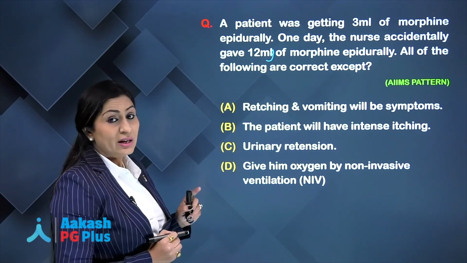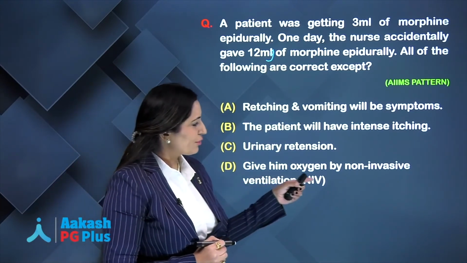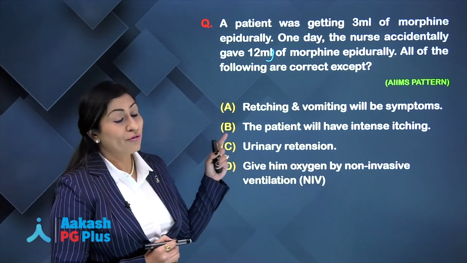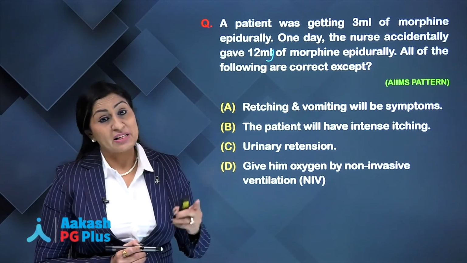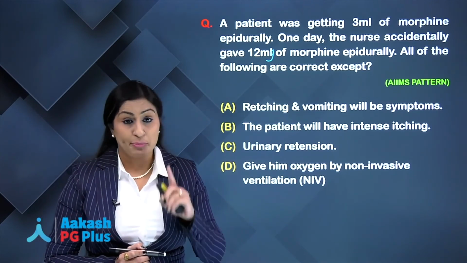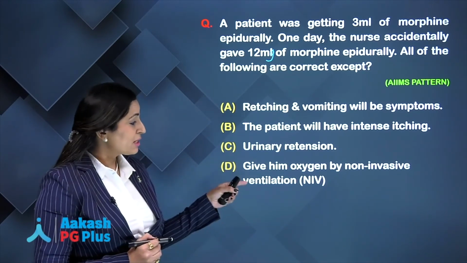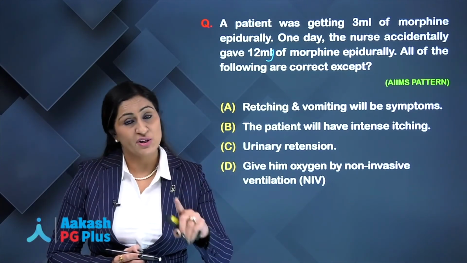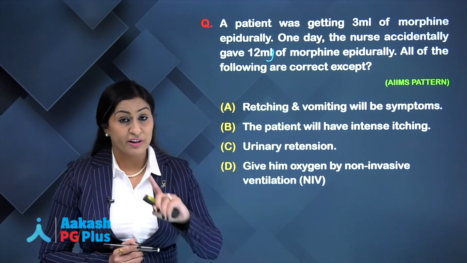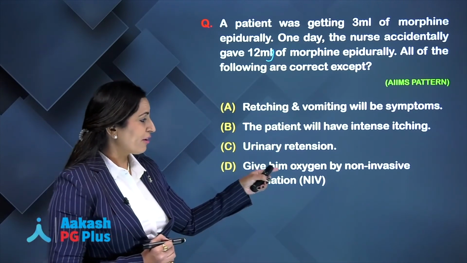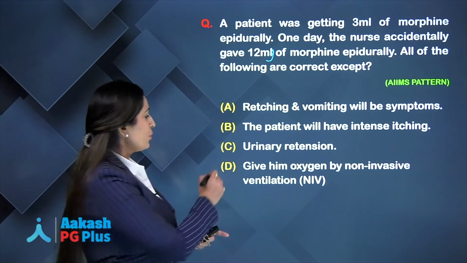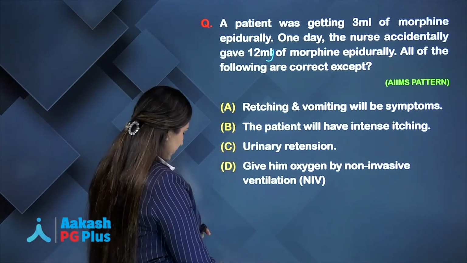Let's look at the other option. Give him oxygen by non-invasive ventilation. Yes, a high dose of opioids can precipitate respiratory depression. So you must be on a lookout, observe this patient's respiratory rate. If it is less than 9, you can very well give him oxygen by non-invasive ventilation. So your answer is urinary retention.